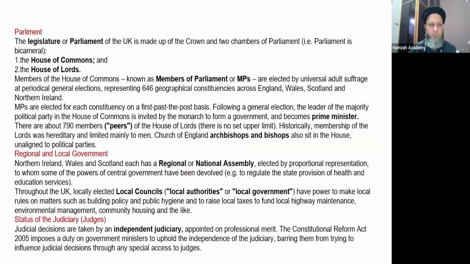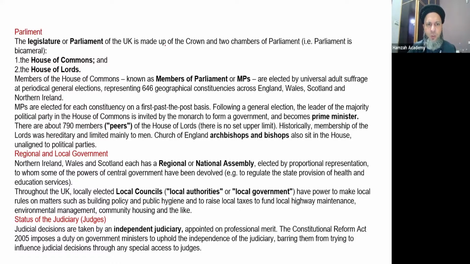Now, Parliament, another important area. We have studied case law as well as precedent as sources of law. Another important source is Parliament. This is a general description of the parliamentary structure, and then I'll show a video on the process of making law in the UK.